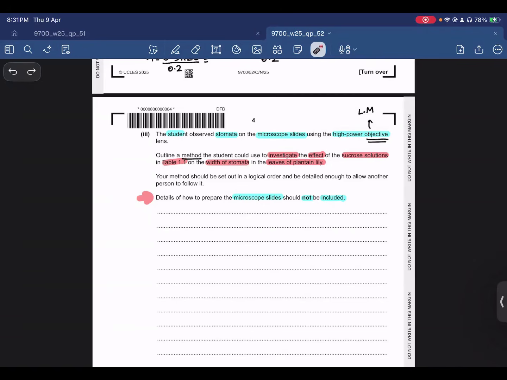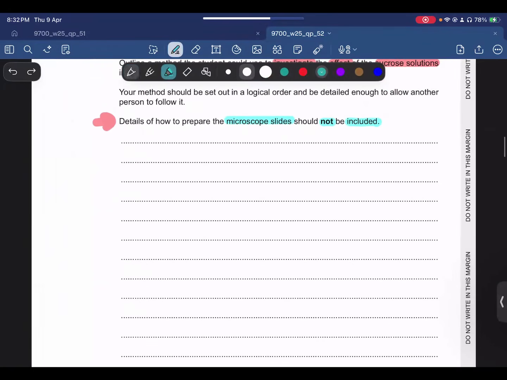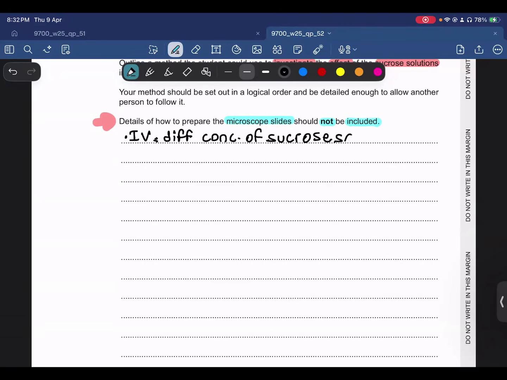Yeah, I'm done. So could you explain your answer? Yeah, okay. So first we are going to mention the independent, dependent, and the control variables. The independent is going to be the sucrose solution. The dependent is going to be the width of the stomata, and for the control, we could say the volume of the sucrose solution. And yeah, basically for the method, first we're going to prepare the sucrose solutions, all the sucrose solution concentrations.